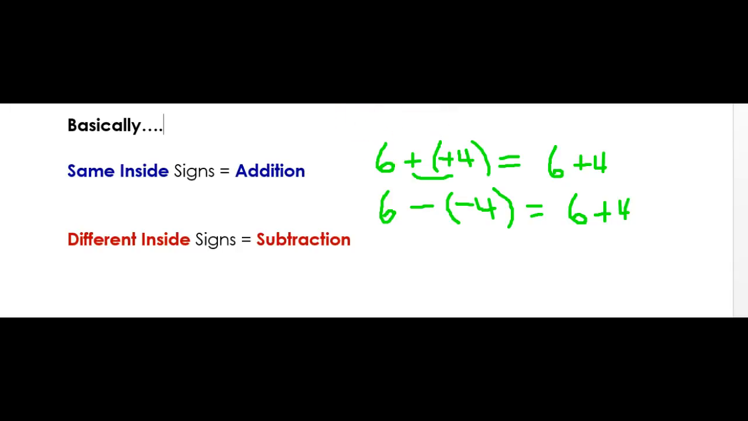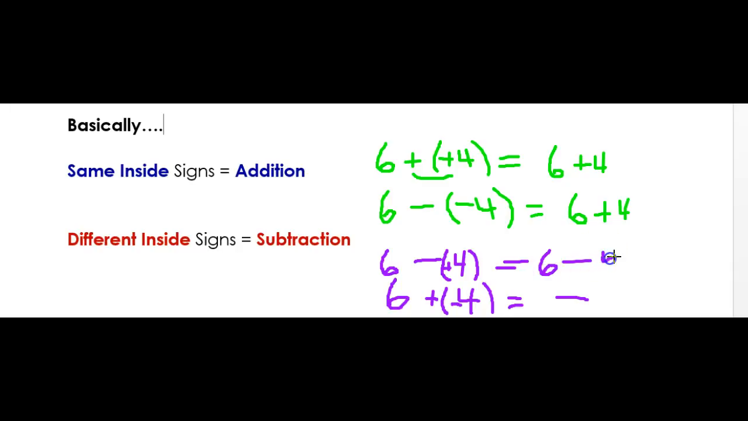Another situation is, let's say I have different signs. Let's say I have 6 minus positive 4. The signs are different, and so that means that's automatically a subtraction. And if I have 6 plus negative 4, the signs sandwiched in there are different, positive and negative, so that means I'm subtracting, right? So in either case, this would be 6 minus 4.